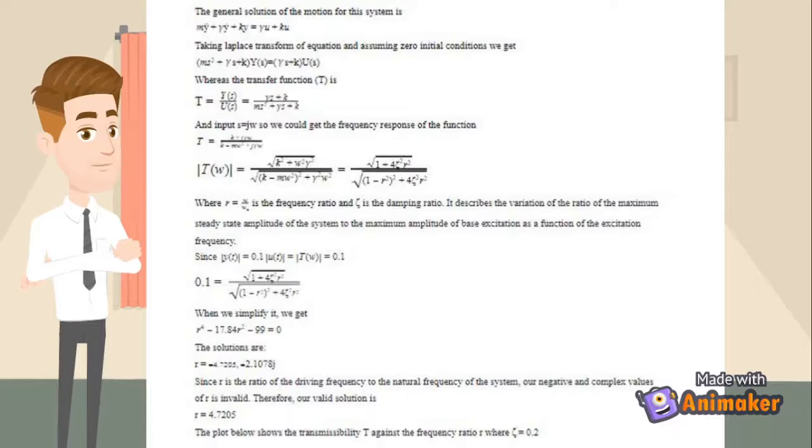The solutions are r is equal to plus or minus 4.7208 and plus or minus 2.1078j. Since r is the ratio of the driving frequency to the natural frequency of the system, our negative and complex values of r are invalid. Therefore, our valid solution is r is equal to 4.7205. The plot below shows the transmissibility T against the frequency ratio r where zeta is equal to 0.2.